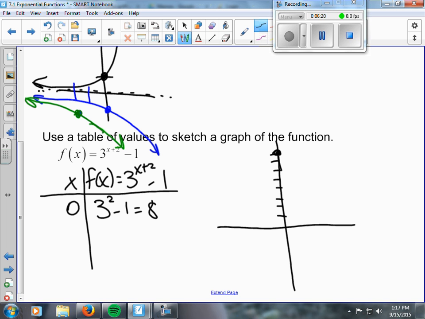And then let's do negative 1 next. Because that's going to give me 3 to the positive 1 minus 1, which is 2. And let's see here. Let's do negative 2 next. This is where I get that 3 to the 0, which is 1 minus 1, so 0.